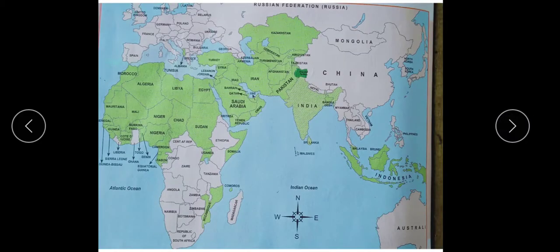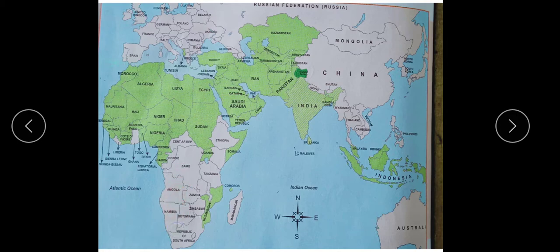So let me tell you something about the map of the Muslim world. As you can see on your screen, Muslim countries are colored green, and the rest of the countries have different colors. You can see that in Asia, in Africa and in Southeast Asia we do have Muslim states, and we don't have Muslim states in Australia, the rest of Europe, and the rest of Africa.